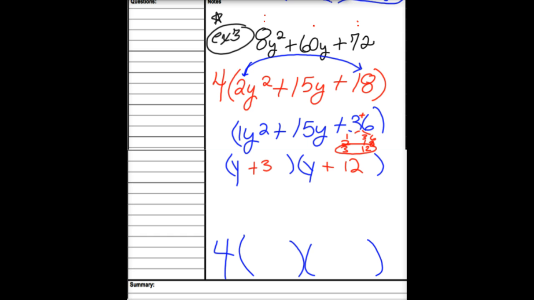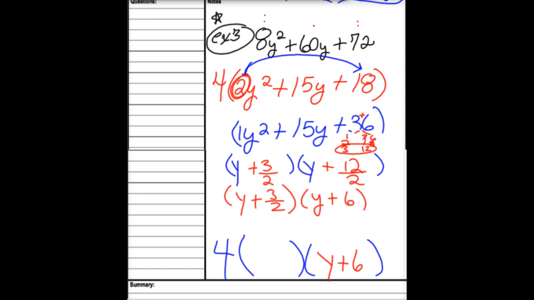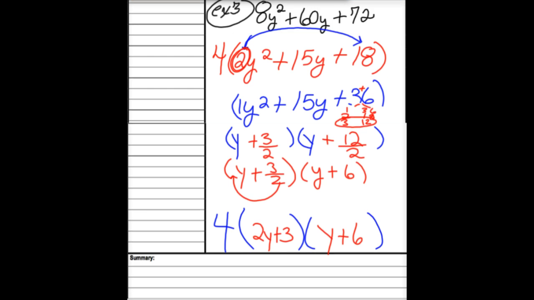Once I've done that, we divide by that lead term. It's called divide and slide, so I divide, but before I slide, I need to reduce any fractions. 3 halves does not reduce, but 12 halves does. So I know this one's y plus 6, and this one I slide that out front and call it 2y plus 3.